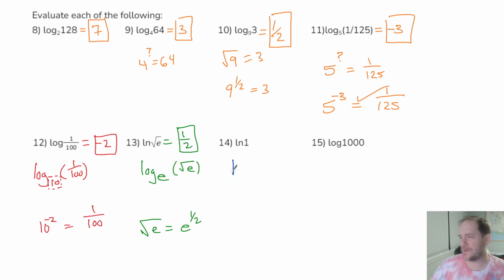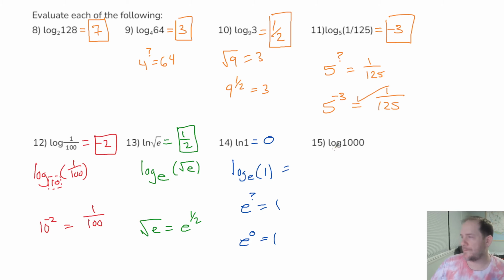this is another log base e question. And they're wondering what power of e gives 1. Well, it's the same power that makes anybody into a 1. The only thing that you could raise e to get 1 is 0. E to the 0 is what would make 1. So this logarithm equals 0.